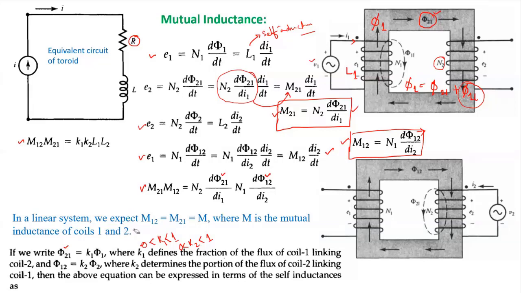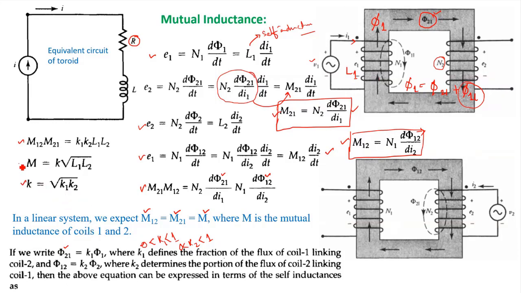In a linear system, we expect that M12 equals M21, if the magnetic material is linear. That means when it is operating in the linear, unsaturated region, M12 will become equal to M21, let us say equal to M, where M is the mutual inductance of coils 1 and 2. Substituting M, I can write M squared equals K1 K2 L1 L2. So M will be equal to K times the square root of L1 L2, where K is the square root of K1 K2.